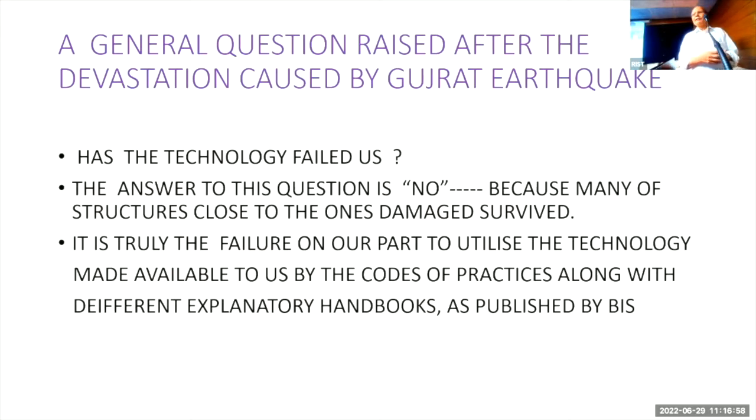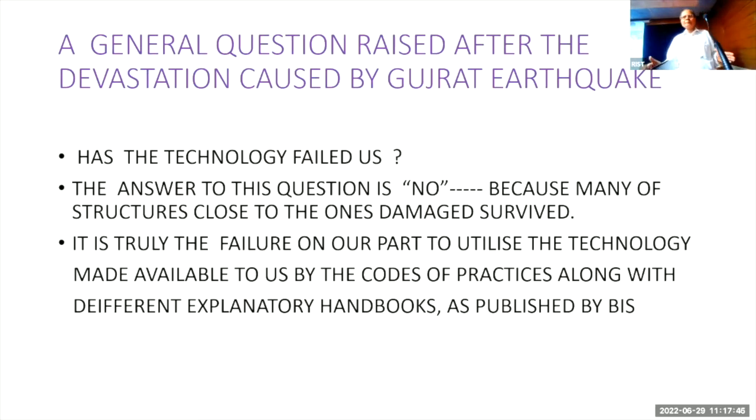A general question was raised after the Gujarat earthquake. Many people asked, why is technology developing so much? The question was this: has the technology failed us? That was the general question asked. The answer to this question is no. Technology has not failed. It is something else that has failed us, and that has led to the collapse of so many structures. Why technology has not failed is substantiated by this.